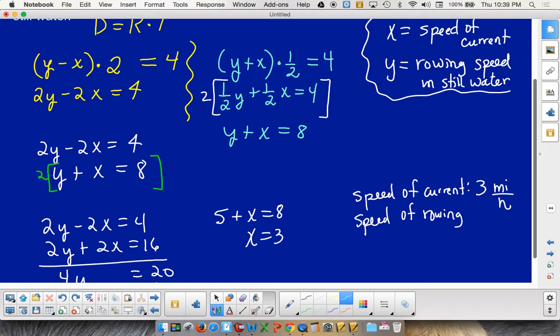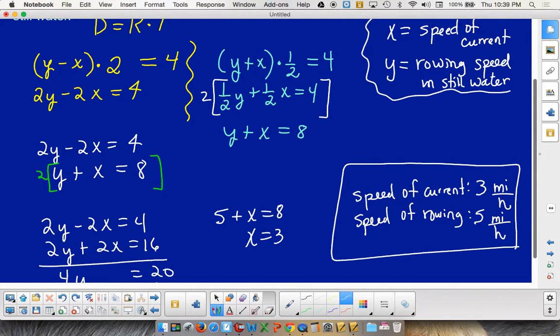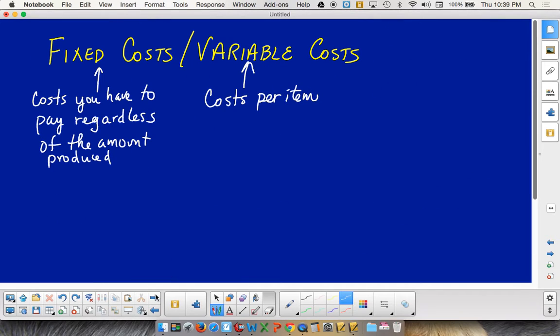Well, we all ended up with an answer of 5, so they were moving their canoe at 5 miles per hour. And there you have your solutions. It's just a little bit unique look at, not that hard to do, but something a little bit different. Okay, finally, a couple other little examples.